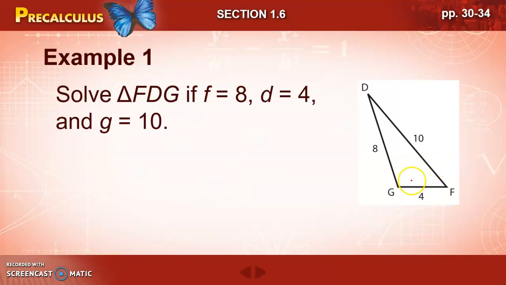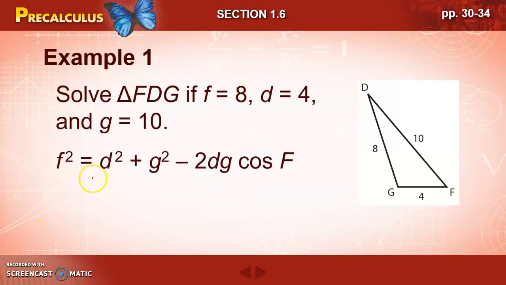We're going to solve triangle FDG if f is 8, d is 4, and g is 10. So we know our three sides, but no angles. We cannot use the law of sines without any angles, so we're going to use the law of cosines. We have f squared equals d squared plus g squared minus 2dg cosine of f. Now we could have started with any of those sides, but since f was listed first, let's go ahead and start with f here.